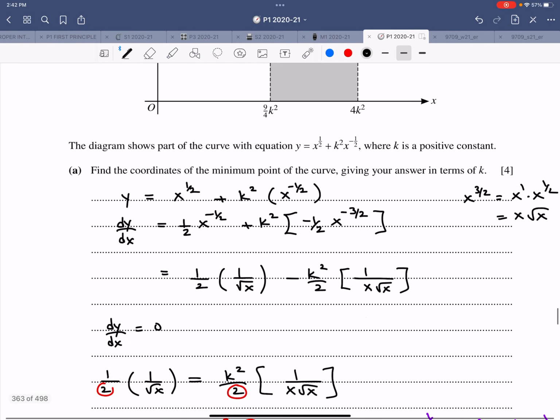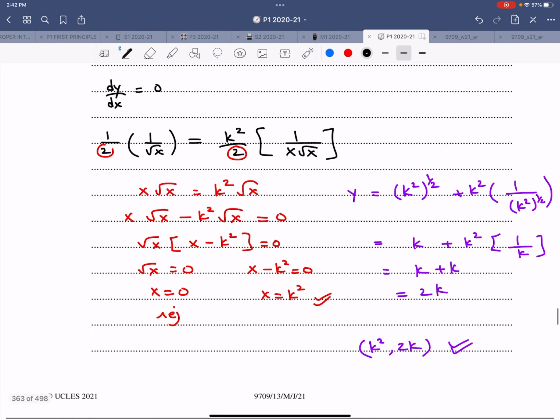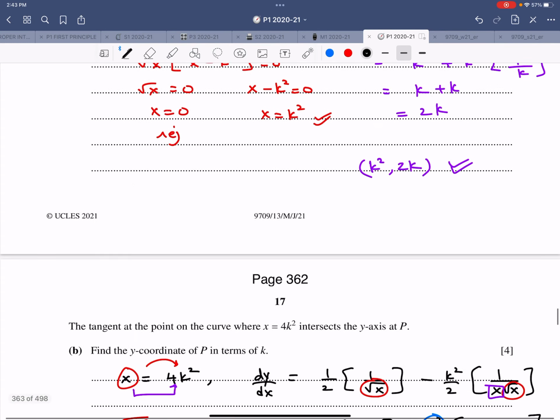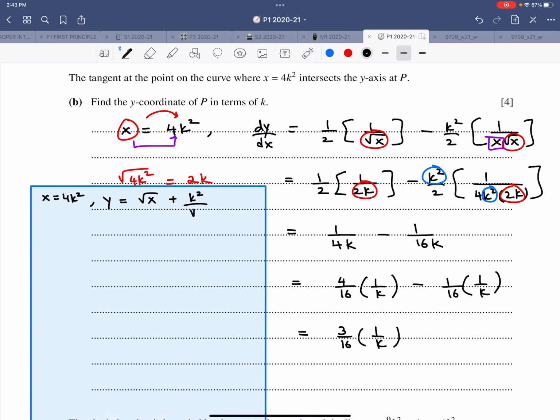Y is x raised to power of half plus k square x raised to power of minus half. So let me first write it properly. When x is 4k square, y is root x plus k square over root x. Root x is actually root of 4k square, which is 2k, and this is k square over 2k. So therefore 2k plus half k, this is 5 over 2 k. That is also done.